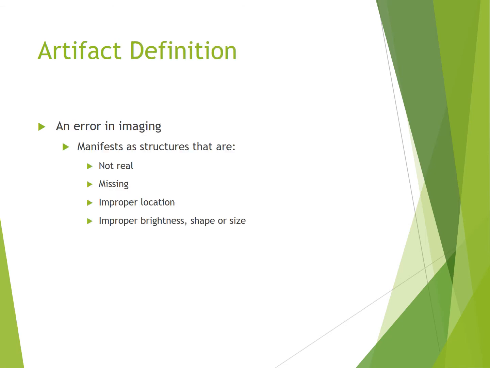So what is an artifact? An artifact is defined as an error in imaging. So this is going to manifest in our pictures as structures that are either not real, that are missing, that are in the wrong spot, or show up as the wrong brightness, shape, or size. So anything that is not true anatomy is considered an artifact.